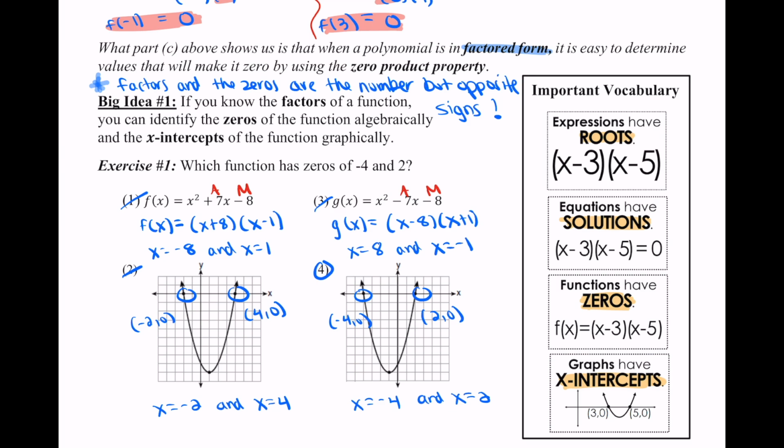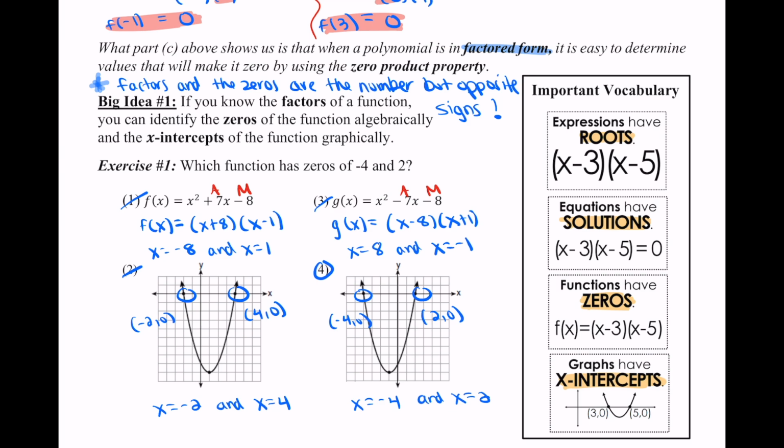So in that first one, I have a quadratic expression. Technically, expressions have roots. In that second one, I have a quadratic equation. Technically, equations have solutions. In that third one, I've got a function. Functions technically have zeros. And in that last one, I have a graph, and graphs have x-intercepts. So these are all very related, and it's very easy to go in between the different representations to see that they're essentially asking you for the same thing.